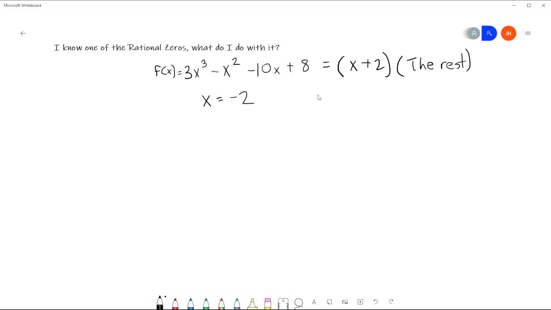Well, we can actually now solve for the rest of the polynomial. And I kind of want you guys to follow with me why I'm going to do what I'm about to do. Think about it like this: my polynomial is equal to x plus 2 times something else. What is that something else? I don't know. Well, how can I find out? I can solve for it using algebra. How do I get the rest by itself? I divide both sides by x plus 2.